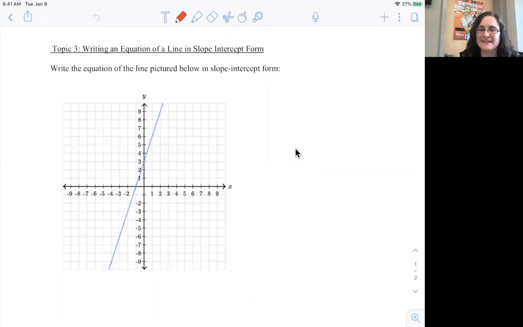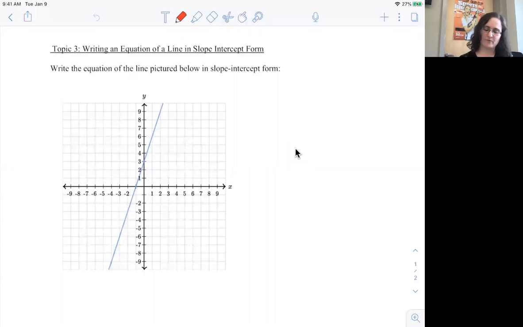Hi everyone, good morning. Today I'm going to go over the answer to problem of the day number 3, and our topic today is on writing an equation of a line in slope-intercept form. So you'll see on the screen I have the question that was handed out, and the directions literally just say write the equation of the line pictured in slope-intercept form. So we first have to think, what is slope-intercept form?